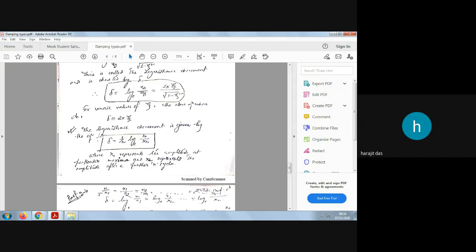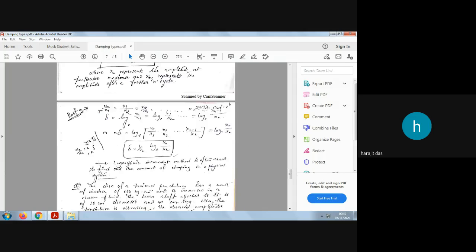So that was the expression I wrote. For n cycles, this is the value of the natural logarithmic decrement. You need to remember this one, because questions are asked directly based on this formula. You should know this basic formula. If the zeta value is less than 1, the denominator can be made equal to 1, and delta will be equal to 2 pi zeta. So this is the logarithmic decrement method. It is written that the logarithmic decrement method is often used to find the amount of damping in a physical system.